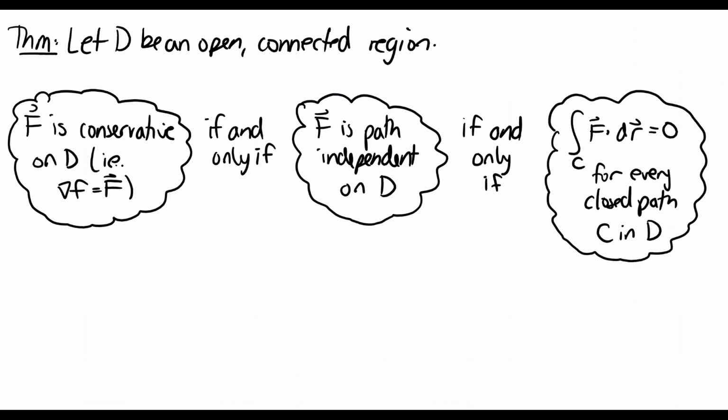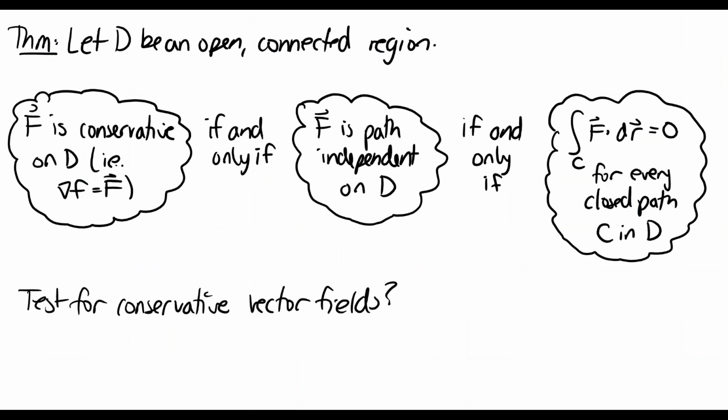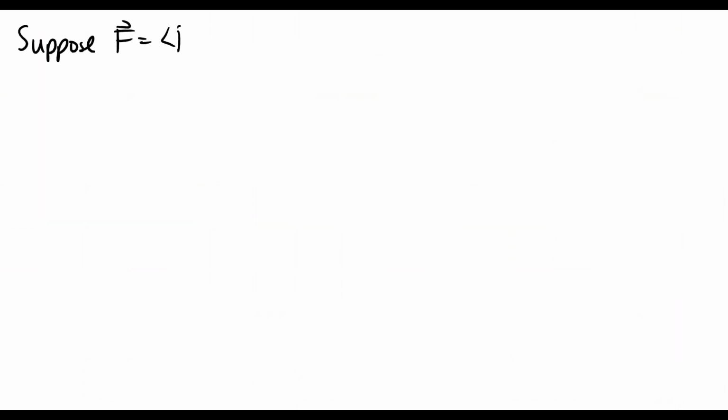So it seems like being a conservative vector field is a very nice property. Now more questions. How do we test if a vector field is conservative? And if it is, how do we find the potential function f? We'll restrict ourselves to 2D vector fields in this video. In future videos, we'll attack the 3D case. Let's think.